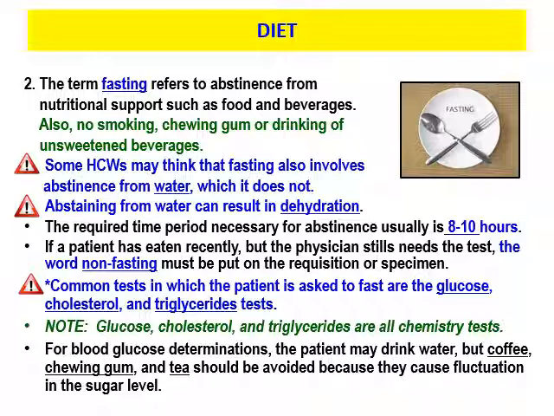And again, we want them to avoid chewing gum. We want them to avoid smoking and drinking coffee or tea, even if it doesn't have sugar in it, because it has been proven to cause fluctuations in their sugar levels.